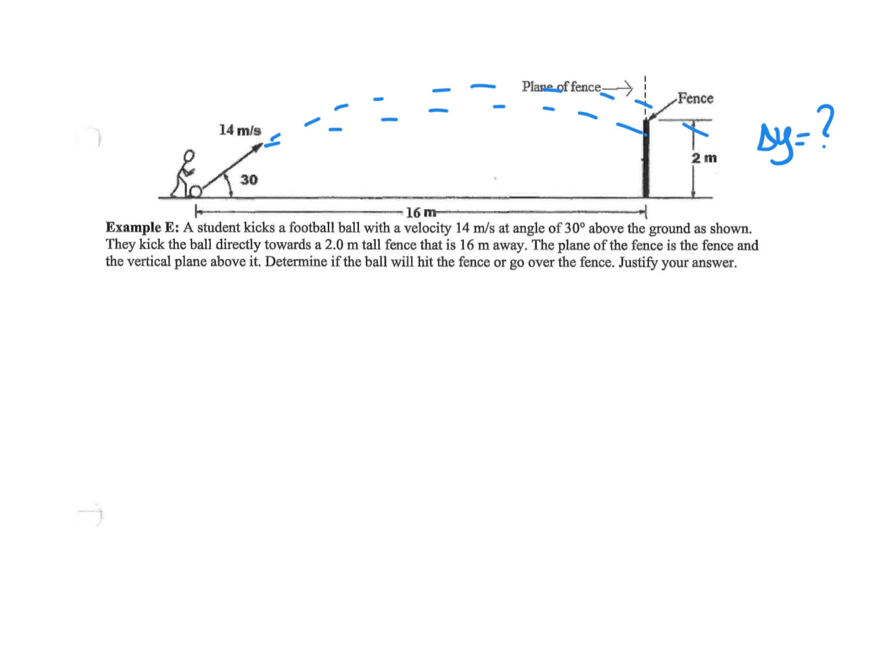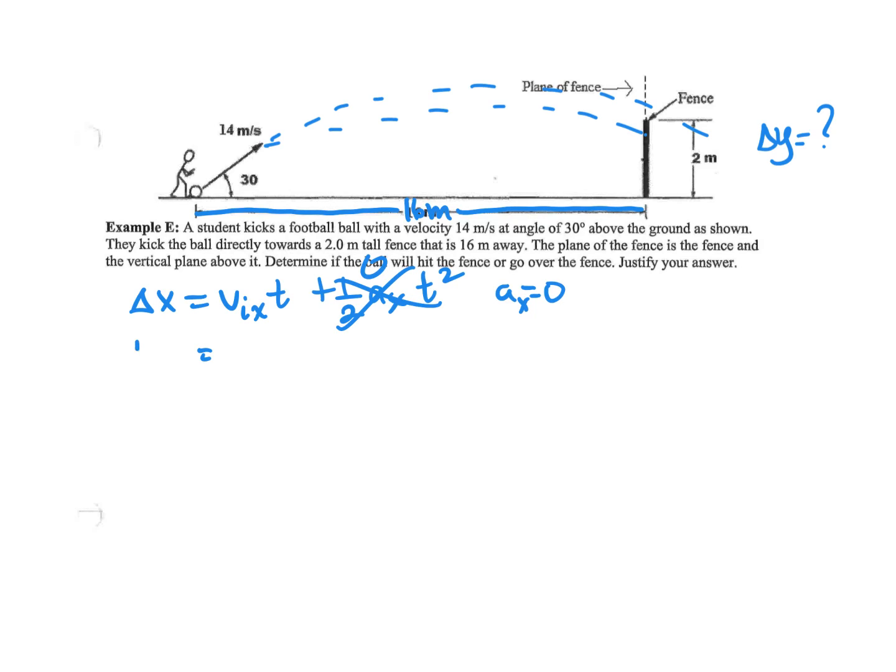So I'm going to use delta x this time to find the time because they gave us this 16 meters, didn't they? They sure did. So I'm going to say delta x is equal to v initial in the x direction t plus 1/2 a sub x t squared, which we know is 0 because a sub x is equal to 0, right? So this is 16 meters. V initial is 14 cosine of 30 degrees, right? Times t. Well, t, it turns out if you divide, is only 0.495 seconds.